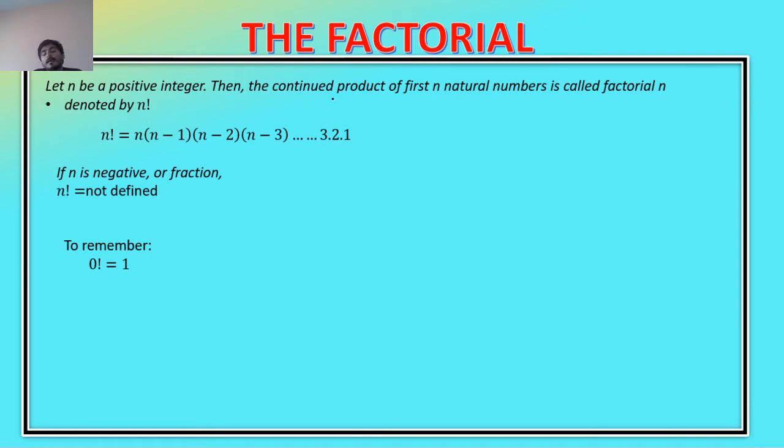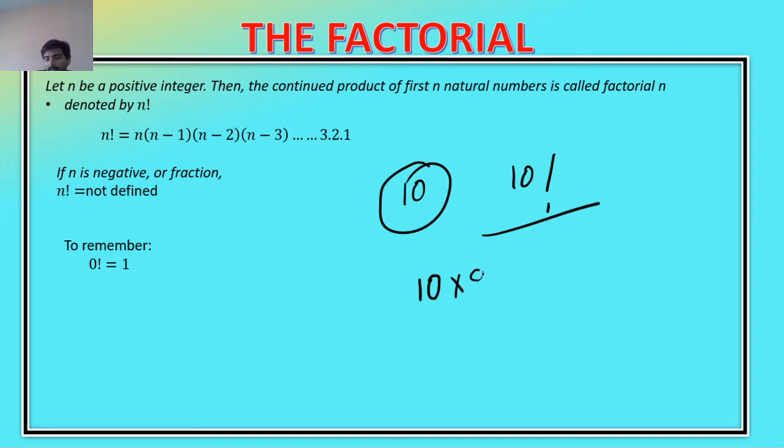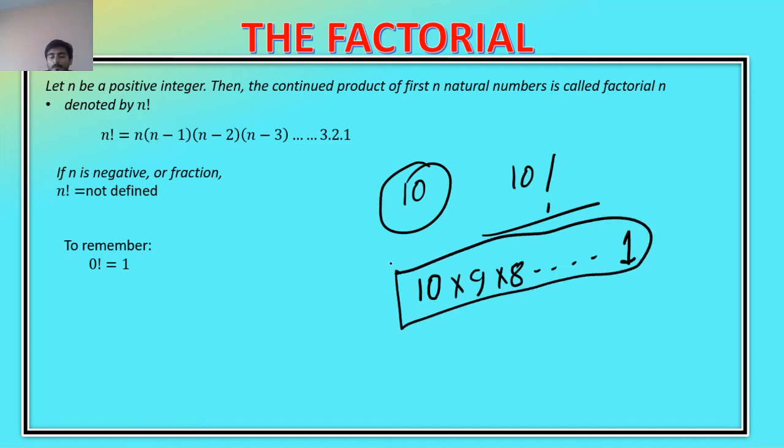Now if you have any number, assume 10. So 10 factorial, whenever I write it, simply means that we will multiply all the numbers: 10 into 9 into 8, till what number? Till 1. So this is how we go. Whenever we have n factorial, this is the sign of n factorial, it is the continuous product of n into n minus 1 into n minus 2, and then it keeps on going till 3, 2, 1.